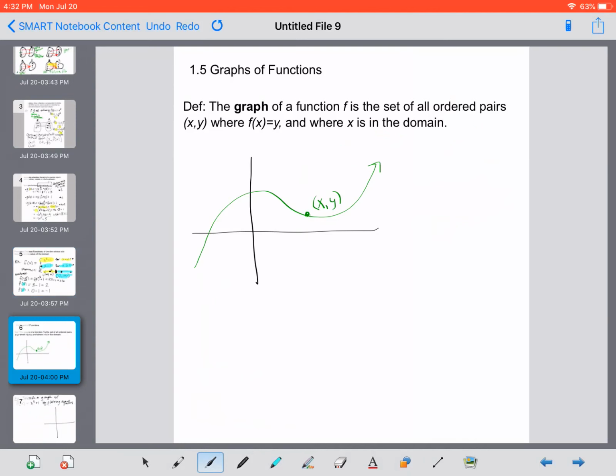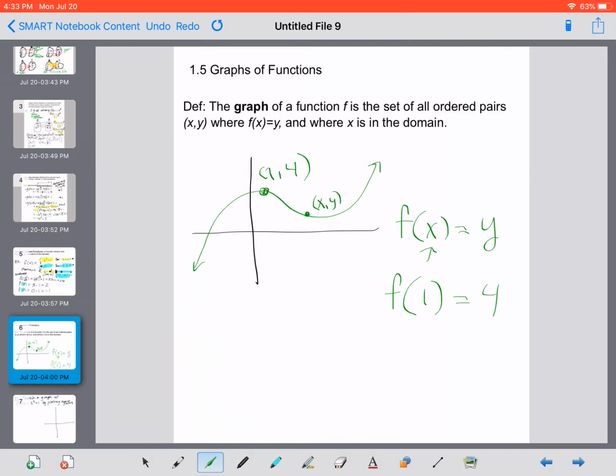So if this is a graph of our function, I just sketched it here in green, and we have some point x comma y on the curve, what that means is that f of x is equal to y. When you input the point x, you get an output of y. All right, to give you a concrete example, if this is the point 1 comma 4, that means for this function, f of 1 is equal to 4. If you input 1, you get an output of 4. So the graph is just a set of all possible ordered pairs of inputs and their associated outputs.